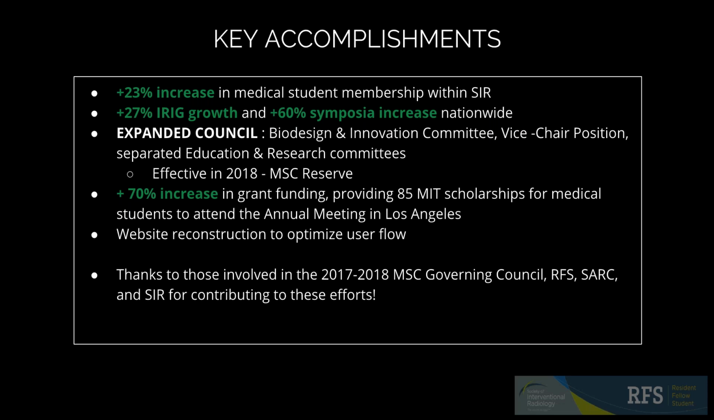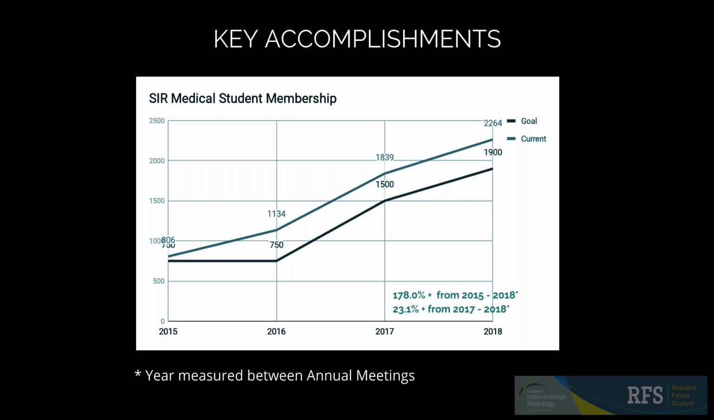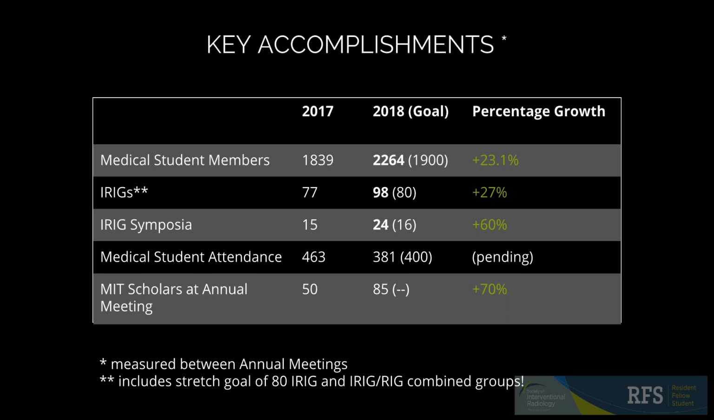The key accomplishments from this year are very clear, especially with the numbers from our growth. We had a 31% increase in medical student membership within SIR, as you can see on this graph, and 27% growth in the number of IRIGs and 60% growth in the number of medical student IR symposia nationwide. We expanded the committees in MSC to include BIODESIGN and Innovation. For the coming year, we separated the education and research committees. We added MSC reserves and added the vice chair position to our governing council.